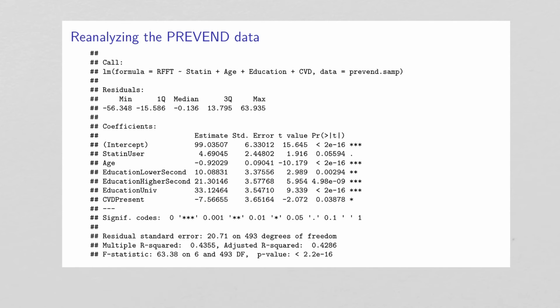So now we're gonna throw statin, age, education, and CVD in there. So look at this. Whether you use statins or not has become not statistically significant. Your education is borderline significant. Your CVD is borderline significant as well. So statin use went from being very significant to now not being significant anymore. It's actually the other predictors that are influencing whether or not your RFT score is going to go down. It's actually your education, your age, and whether or not you have CVD.